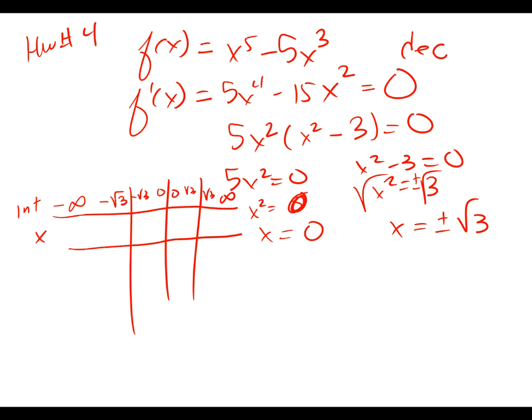Alright, now I need to pick a number that is between negative infinity and negative square root of 3. Well, it's bigger than 1, right? So what number can I put in there that would be safe? Would negative 10 be safe? Yeah, okay, it would be safe. This is my most simplified derivative, so I'm going to plug into that. What do we know about everything that's going to go into this part here? It's going to be positive. It's going to be positive. I should use a different color. It's going to be positive.